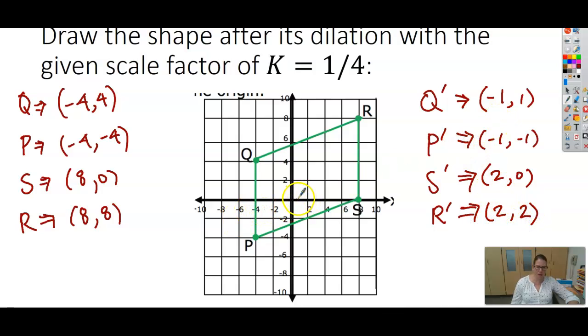Now I can plot my points. So I've got -1, 1. I've got -1, -1. I've got 2, 0. And I've got 2, 2. And notice on this graph that each unit is 2. So that's why I went halfway on these ones. So this would be Q prime, R prime, S prime, P prime. Okay? Let's try something else.